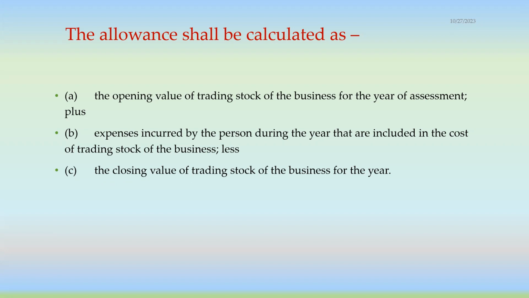If you studied accountancy, you should know this. This is the method of calculating this allowance. It says opening value, then add purchases, then we deduct closing stock. So what is the answer? Opening stock plus purchases minus closing stock. What is the answer?